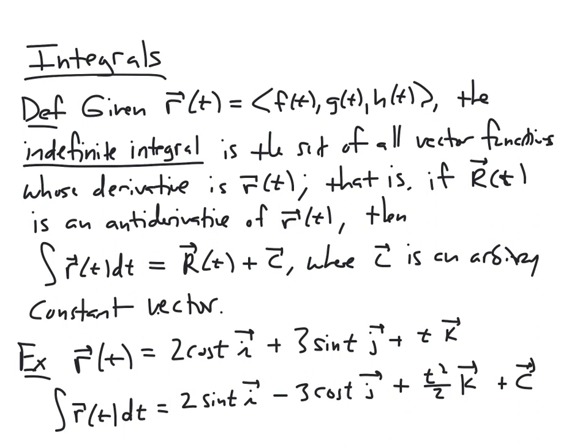So instead of 2 sine of t, we could have written 2 sine of t plus 5 times i, minus 3 cosine t plus 2 pi times j, and plus t squared over 2 minus the natural log of 74 all times k. So we could have included a constant in any of those terms, but what we typically do is group all the constants together as a single vector at the end.